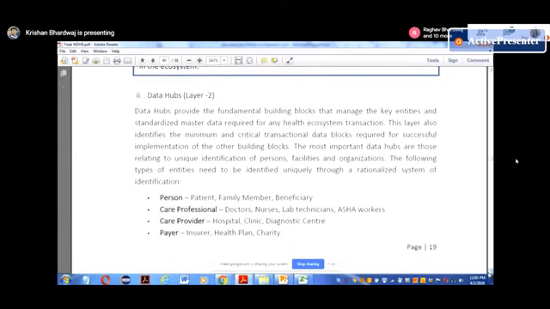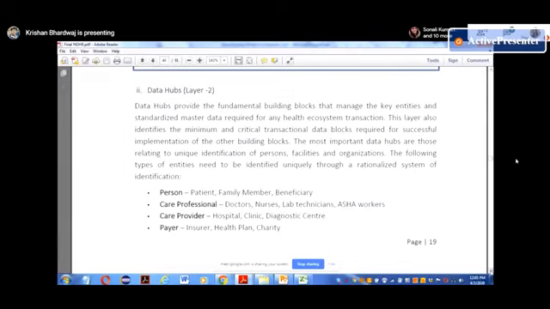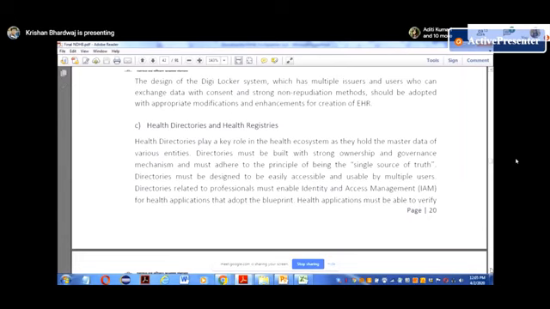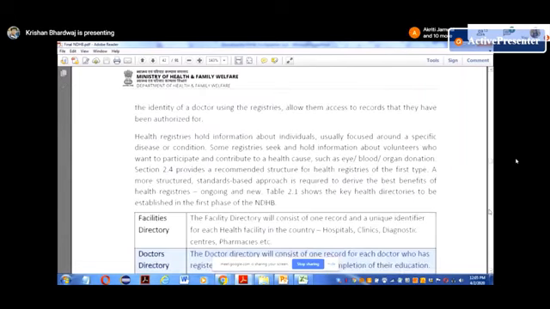So on the data hub side, they are talking about these different registries: person, care provider, care professional, payer, governing bodies, research bodies, and pharmaceuticals. One word comes up commonly here, and another point I want to highlight to the team is there is a constant use of the word directory or registry. Somewhere they call it facilities directory, as you can see on the page. Somewhere they call it health registries, part of the health registries.